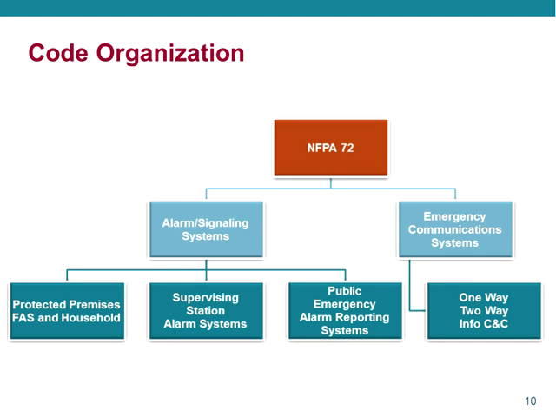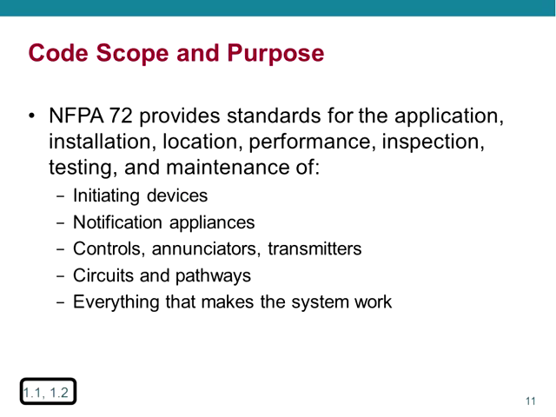I don't want to dwell on those changes because they're not new, but to understand some of the changes that we've made recently, it's good to have a history of where we came from. So NFPA 72 really now covers everything from initiating devices, notification appliances, and controls and transmitters and annunciators and circuits and pathways, as it always has. But it also covers now emergency communication systems and everything else that makes the system work.